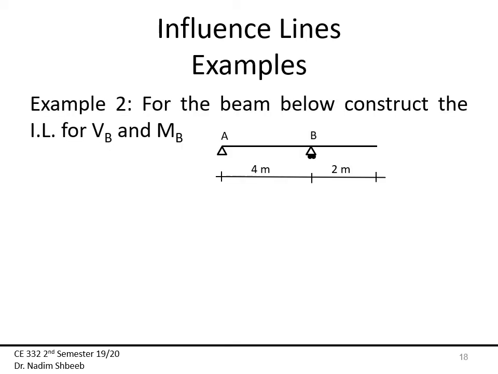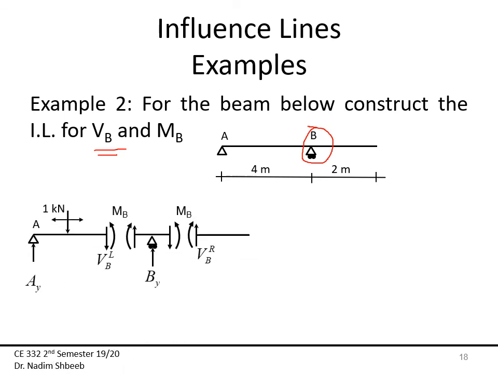Here I'm going to do something a little bit different. I want you to find the influence line for the shear at B and the moment at B. The moment at B I have no problem with, but the shear at B, okay. Here you have to understand that this is the shear at B, not the reaction at B. The reaction at B is completely different from the shear at B. To show you that, I'm actually taking this beam into 3 parts.